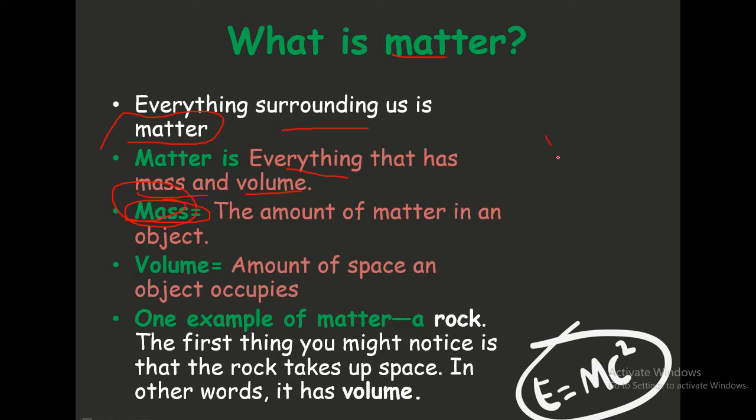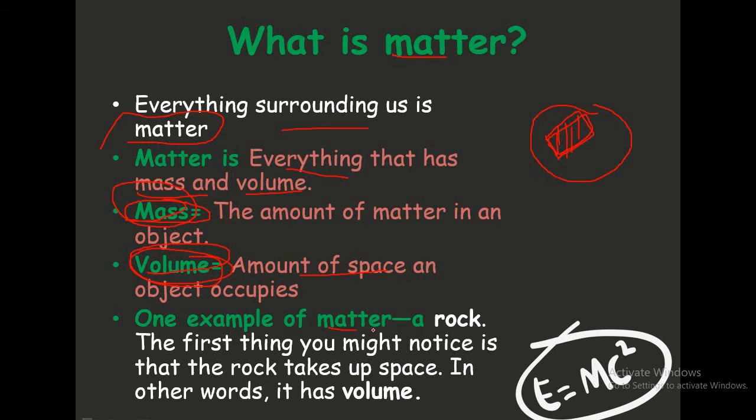For example, let's imagine this is a box. This box has a mass, so we can weigh it. So this box is matter and also has a volume. So what is meant by volume? Volume means the amount of space an object occupies. In this example, the box takes space, right? So it has a volume, and also we can weigh this box, so it has a mass. So this box is matter.